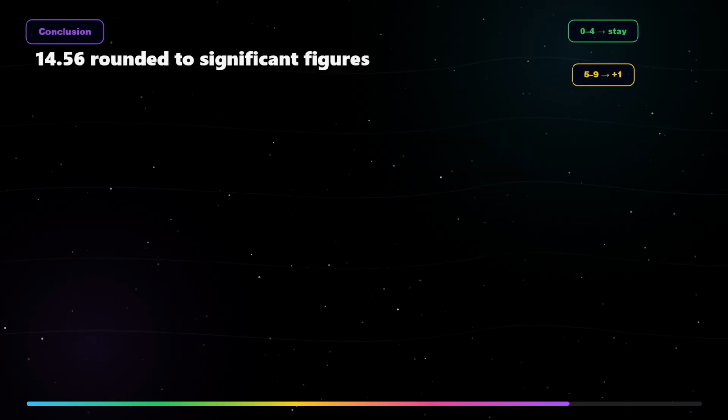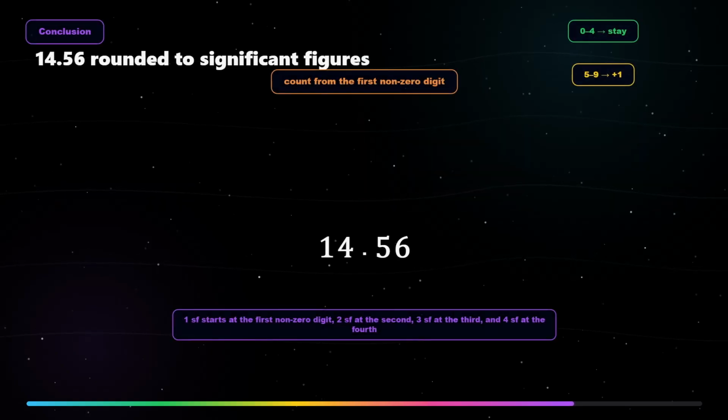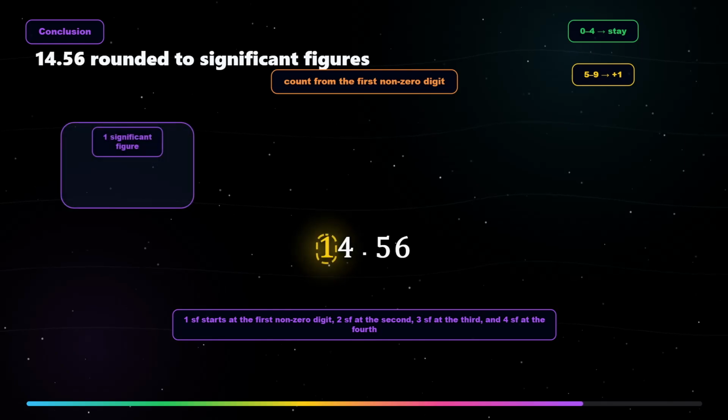Now round 14.56 to significant figures. Remember, for significant figures, start counting from the first non-zero digit. To one significant figure, the first significant digit is 1. The next digit is 4. 4 is less than 5, so the 1 stays the same. The rest is replaced with zeros where needed. 14.56 rounded to one significant figure is 10.